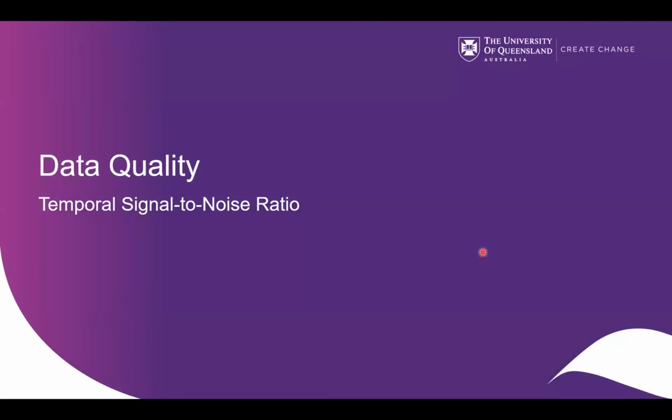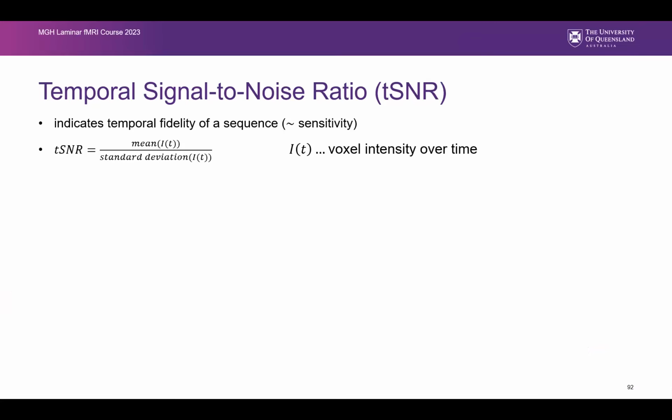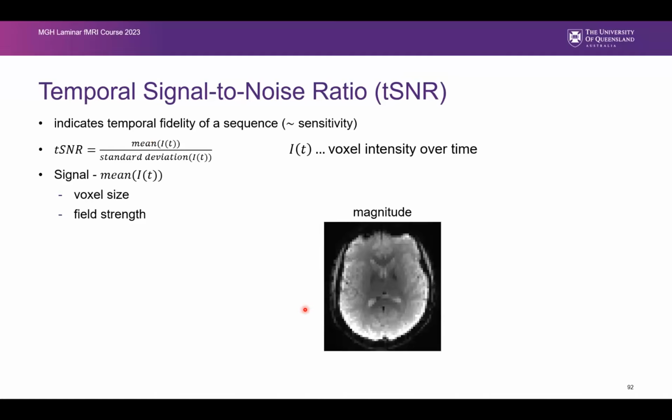And the last point is on data quality, and more specifically on the temporal signal to noise ratio, so the TSNR. I would say the first data quality term is actually your mean image. So before you start doing anything, please, please, please look at it. If it doesn't look okay, that means you have to go back to your data acquisition.